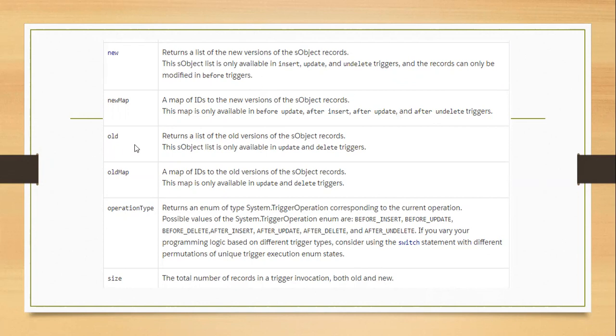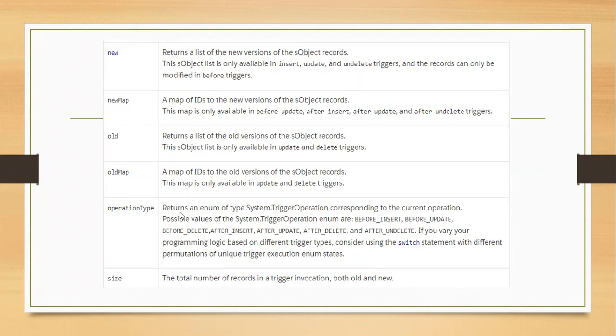Trigger.old returns a list of the old versions of the sObject records. This object list is only available in update and delete triggers. Trigger.oldMap is a map of IDs to the old versions of the sObject records. This map is only available in update and delete triggers.